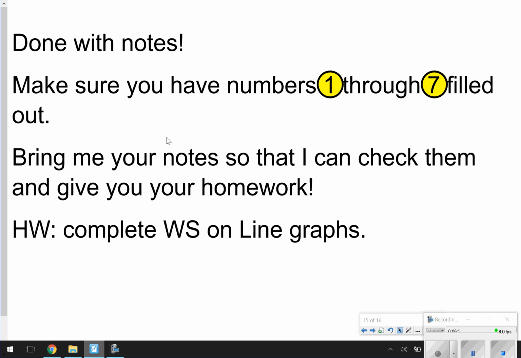Now that you're done, make sure that you have numbers 1 through 7 filled out on your notes. You're going to bring me your notes so that I can check them, and then I'll give you your homework as soon as you have everything listed correctly. Just remember that your homework tonight is completing that worksheet on line graphs.